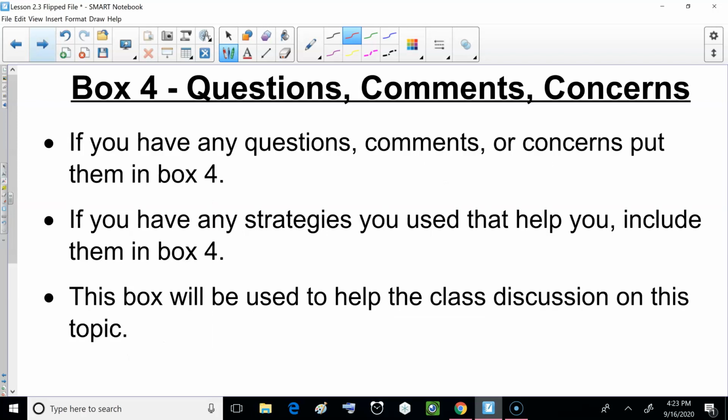As always, if you have any questions, comments, or concerns, feel free to jot them down as well. That can help lead our discussion, or some questions you might have to help you. Also, if you come up with a strategy that you notice or something that you see, feel free to write that down too, as that can be a guide to help us discuss and help other students understand these type of problems better.